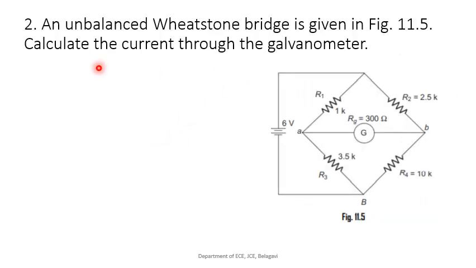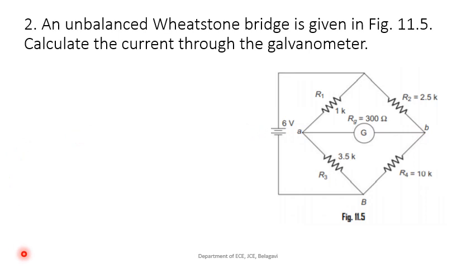Now if your bridge is unbalanced. Second problem: an unbalanced Wheatstone bridge is given in figure 11.5, that means this diagram. Calculate the current through the galvanometer, the current that flows through this galvanometer. What you have to do is find the Thevenin equivalent voltage between points A and B, as well as the Thevenin resistance between A and B. The theory we have already discussed.